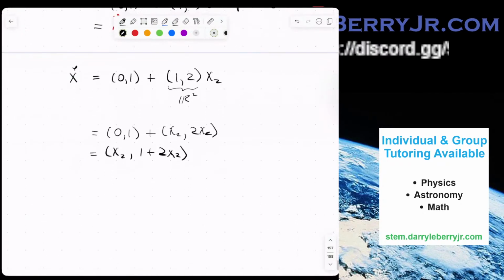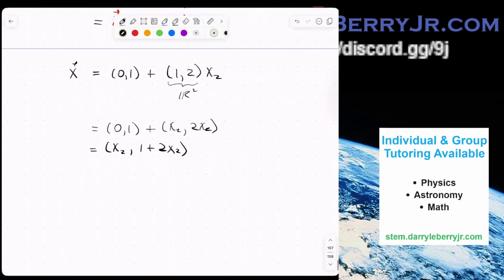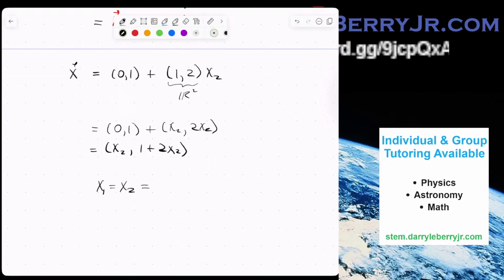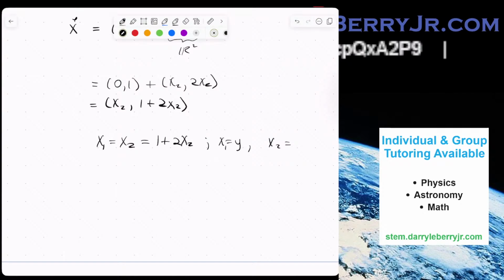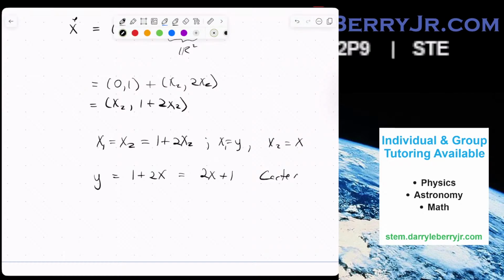And so now we have it. x1 equals x2 equals 1 plus 2x2. So if x equals y, if x1 equals y and x2 equals x, we have y equals 1 plus 2x, or equals 2x plus 1. And this is the Cartesian.